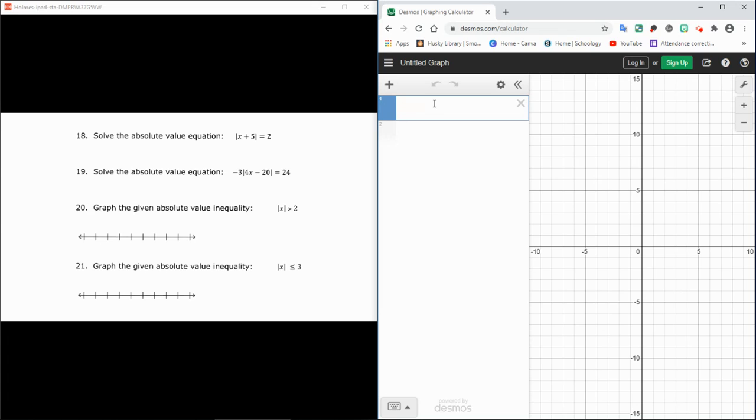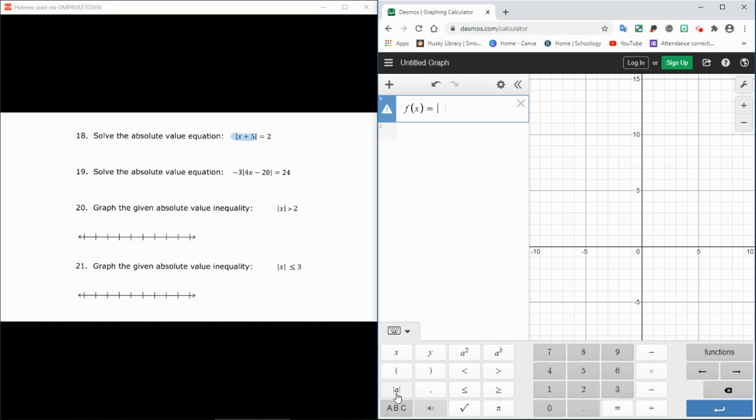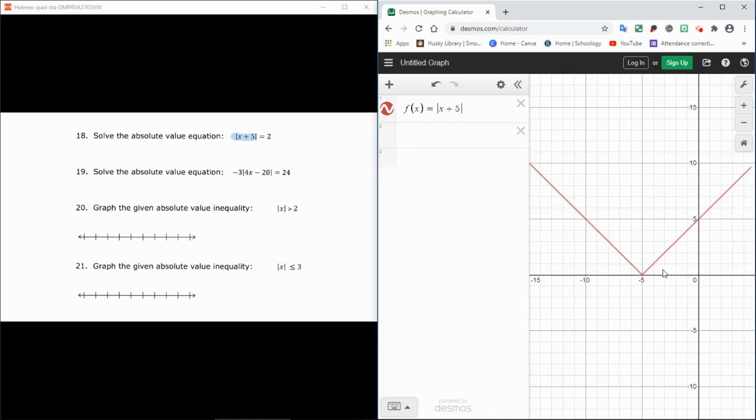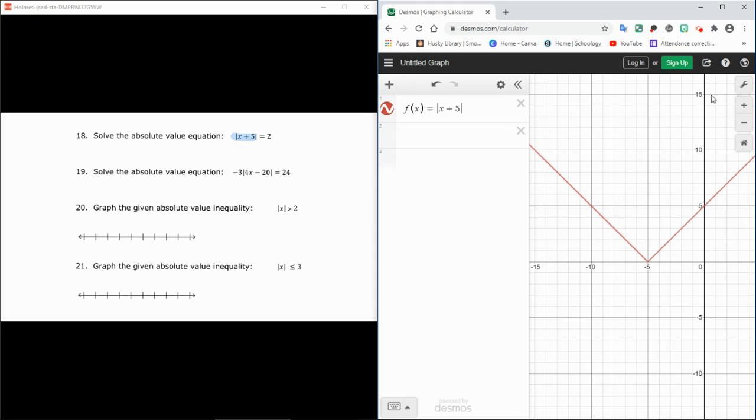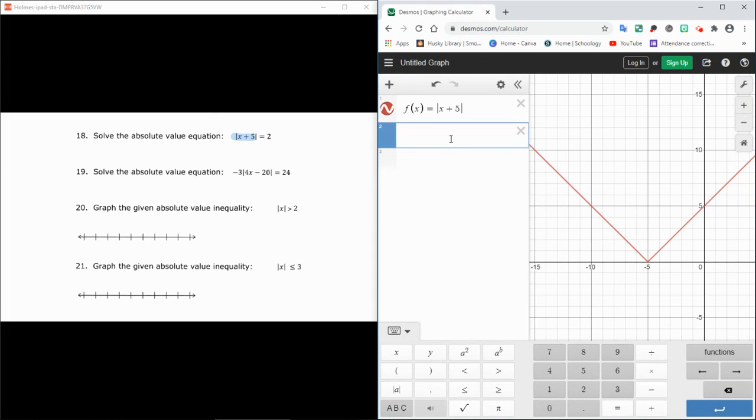So what you do is you type this as two equations. You're going to type in the left-hand side separately and the right-hand side. So you're going to write this as a function. All right, so we have f of x equals the absolute value of x plus 5. There's my V that we were talking about, right? That's my function. I want to figure out when is this function going to equal 2. So I make another f of x. We say, when does it equal 2? All right, you see how right here we have the absolute value of x plus 5 equals 2.